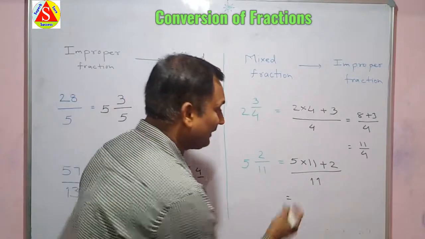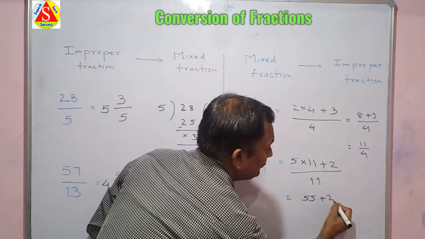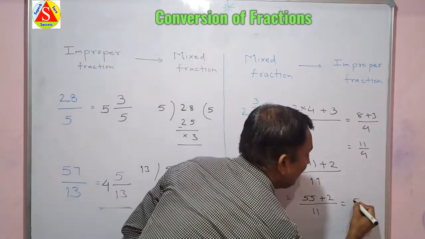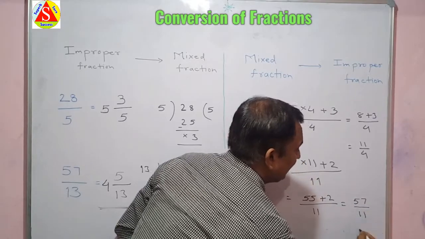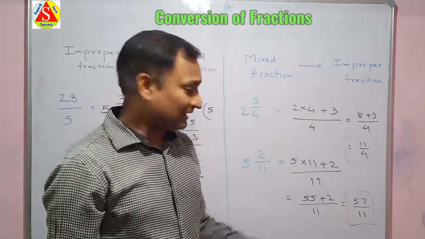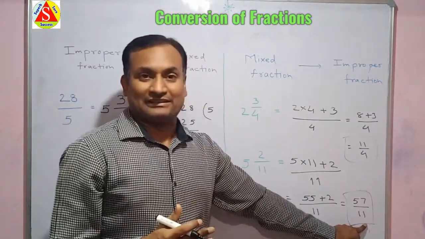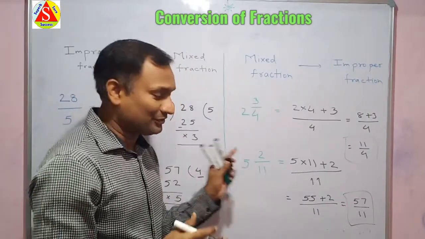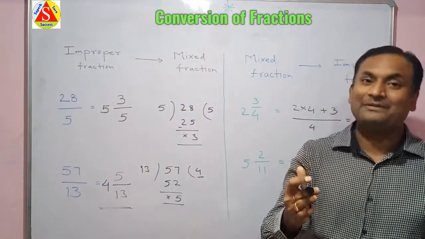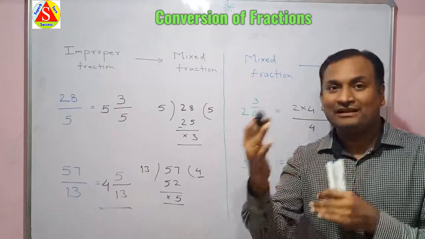So let's simplify. 5 times 11 will be 55 plus 2 upon 11. So after simplifying we will have 57 upon 11. So dear students, this is the conversion of a mixed fraction into an improper fraction. I hope this question is also clear to you. I hope dear students it will be clear to you how to convert one fraction into another.